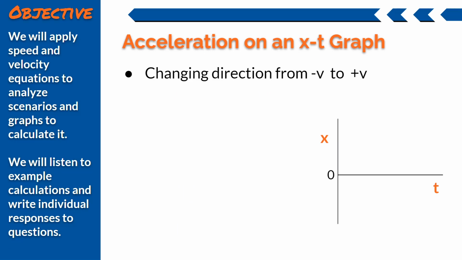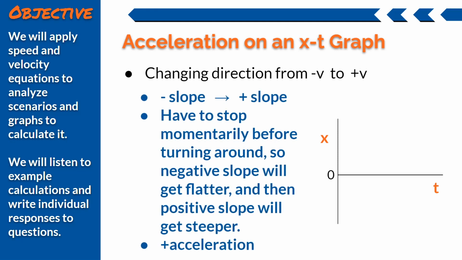All right, what if you go from a negative velocity to a positive one? Maybe I throw a ball down at the ground and it bounces back up. If I call down negative, again, it would look just the opposite. It would start out with a negative slope that flattens out, and then it would have a positive slope that gets steeper. This is positive acceleration the entire time, and this is an object changing direction from a negative velocity to a positive one, and this is what it looks like on an XT graph.